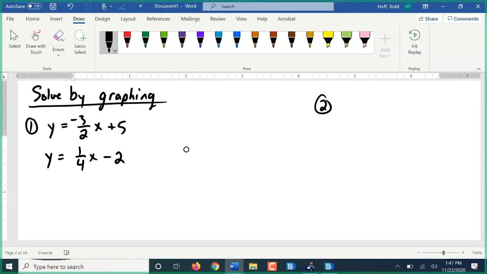Second system I'm going to give you, let's see here: 4x plus 2y equals 12, and 3x plus 4y equals 15.